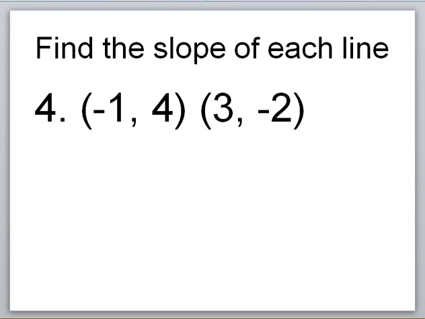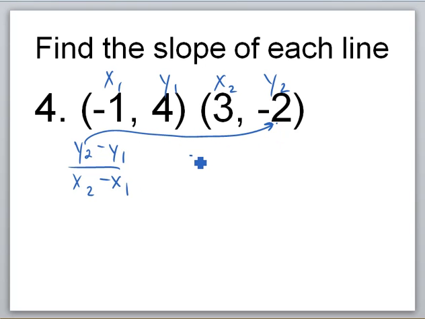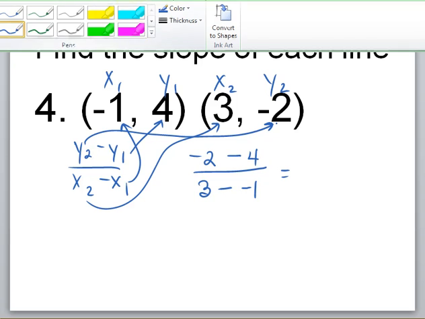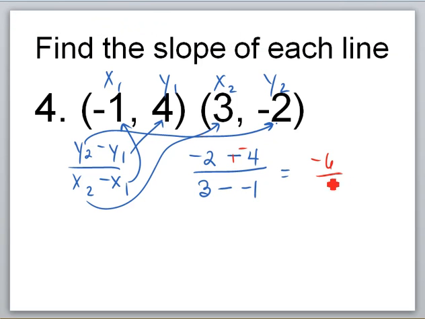Let's try that again. I don't know that I'll highlight on each one of these, but I'm going to label them x1, y1, x2, y2. My formula is y2 minus y1 over x2 minus x1. My y2 value is right here. It's negative 2 minus my y1 value of 4, over my x2 value of 3 minus my x1 value of negative 1. When I change my signs, the plus the opposite, I end up getting a negative 6 over a positive 4, which reduces to negative 3/2.